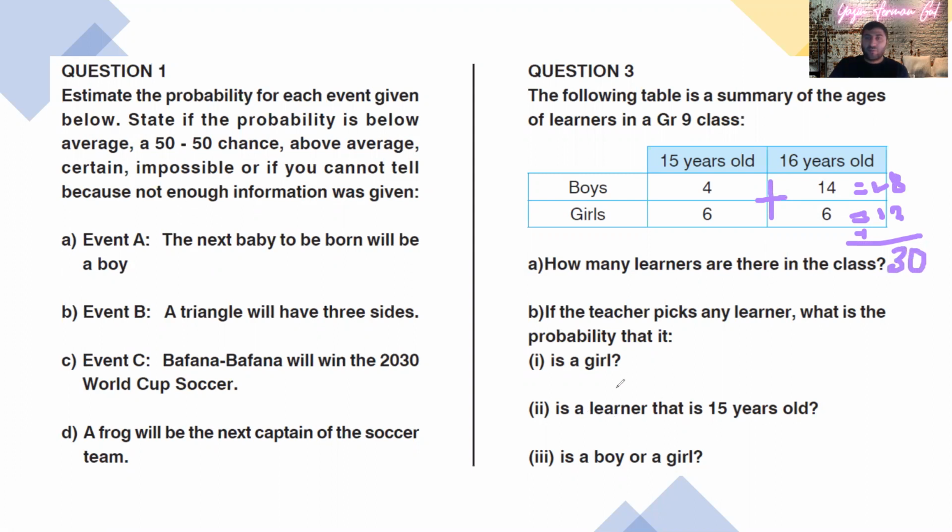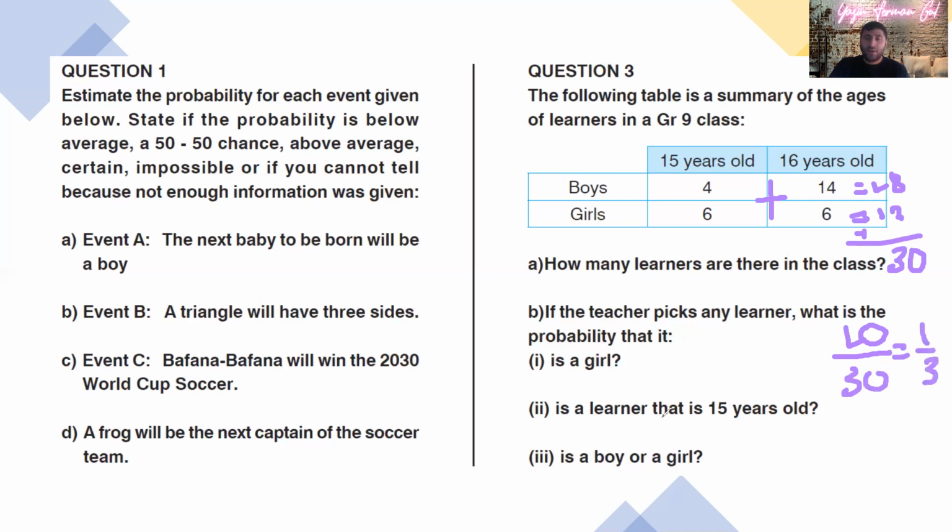Right, what is the probability that a grade 9 learner is a learner that is 15 years old? How many learners are 15 years old? It doesn't say girls or boys, guys. It just says a learner. It can be a girl, it can be a boy. So how many? 15 years old boys, 4 learners, and 6 learners. So 10 learners. It says if the teacher picks any learner, what is the probability that it's going to be this? So the favorable outcomes are 4 boys plus 6 girls who are 15 years old. So it's going to be 10 out of how many learners we have in this class? So that simplified is going to be 1 over 3.